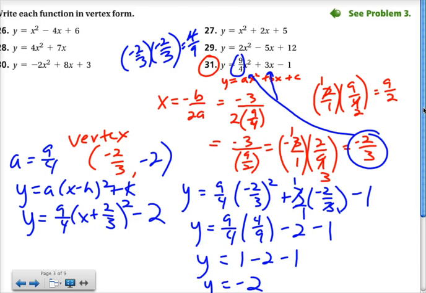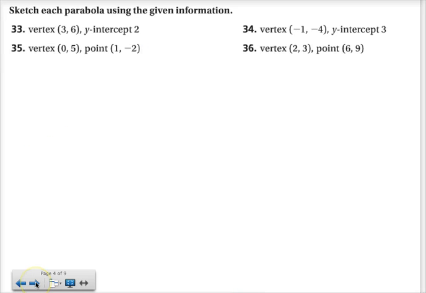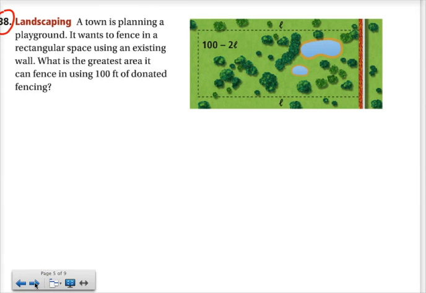Next one on the list is number 38. And number 38 is just kind of odd because we did these maximizing the area problems 2 days ago, and they were a little bit different. This one says a town is planning a playground and wants to fence in a rectangular space using an existing wall. So here is how it's different.